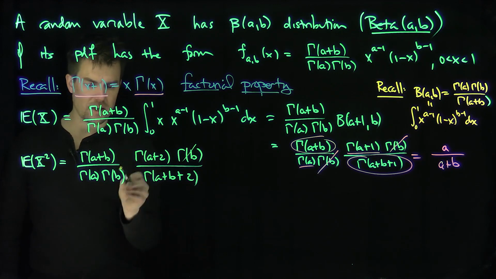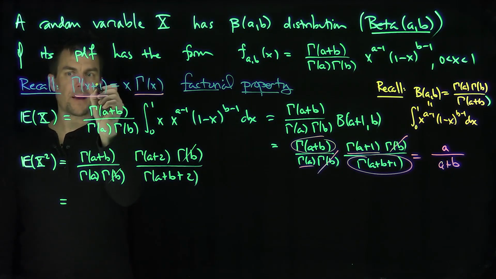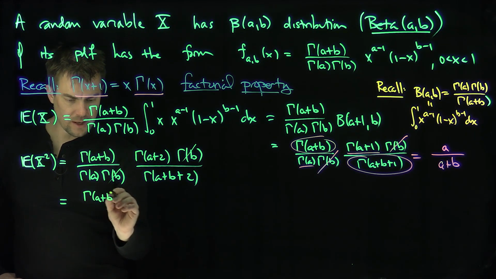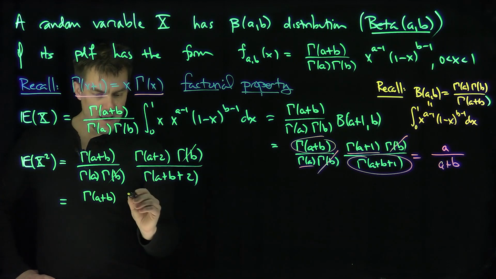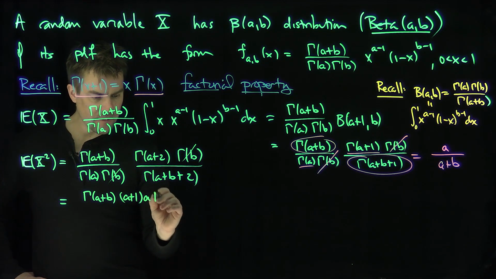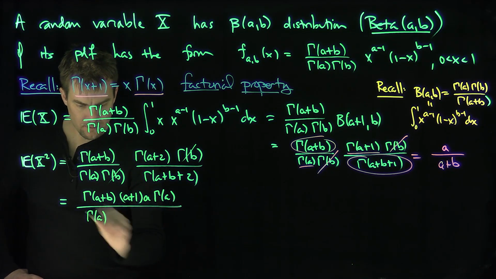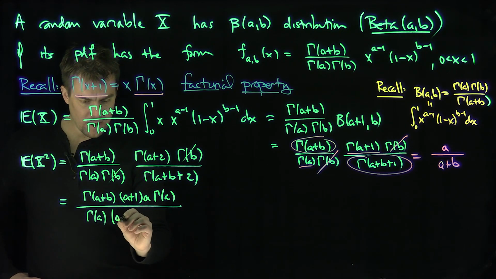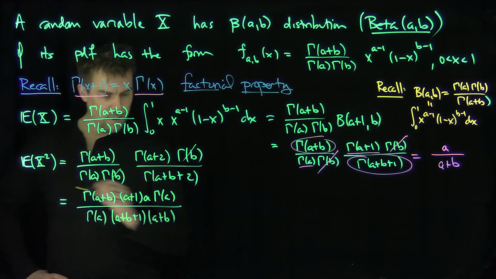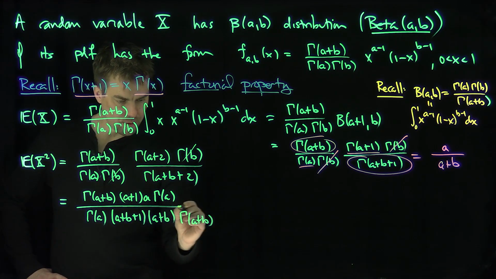And so now let's carefully do this. Of course, clearly the gamma of b is going to cancel out again. And I'm going to do two iterations of this factorial property. So I'm going to have gamma of a plus b, and then an a plus 1, and then an a, and then a gamma of a, all over gamma of a. And then I'm going to have an a plus b plus 1, and then an a plus b, gamma of a plus b, by using the factorial property twice.